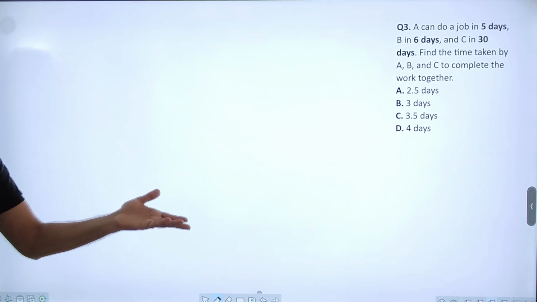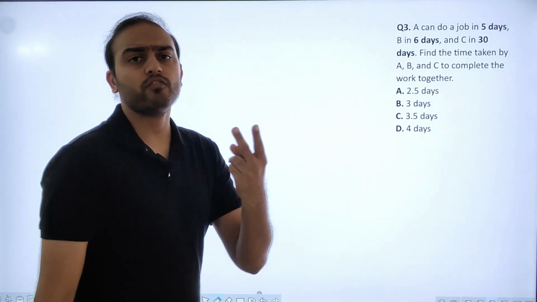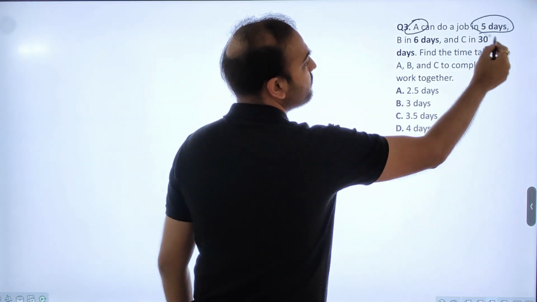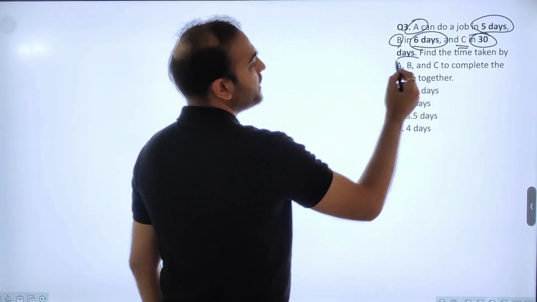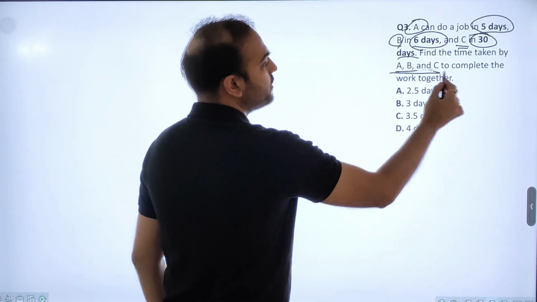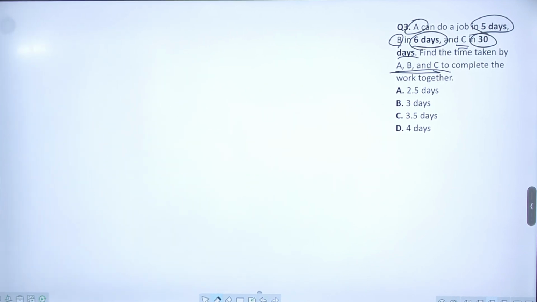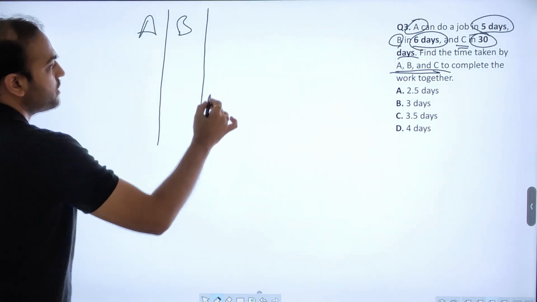Alright, so if you have read this question type, you will know this is similar to the first one that we did. But instead of 2 people, now we have 3 people. Right? A takes 5 days, B 6 days, C 30 days, and we need A, B, C together. Right? So this question is exactly similar to our first question. Let's quickly make the table and solve.